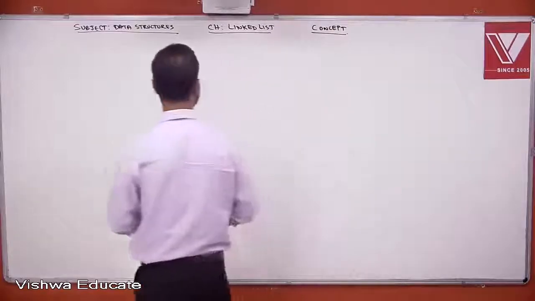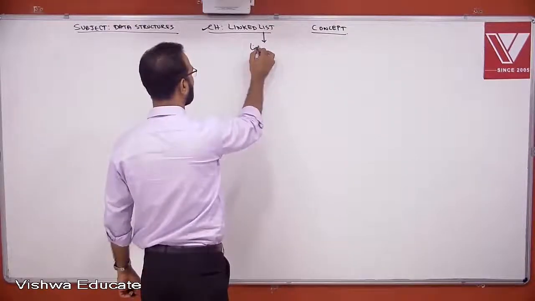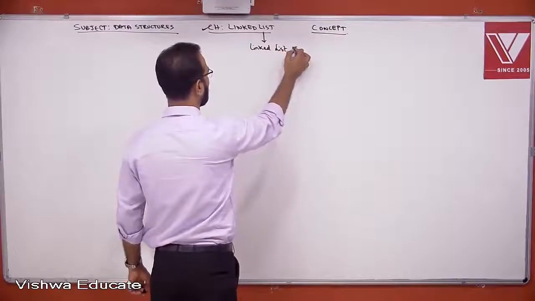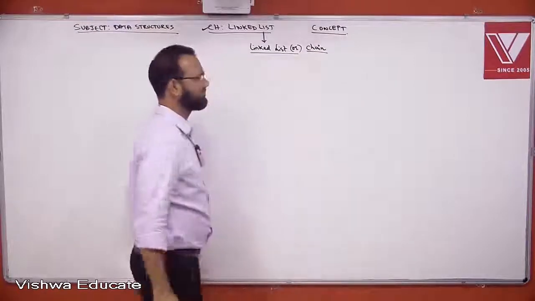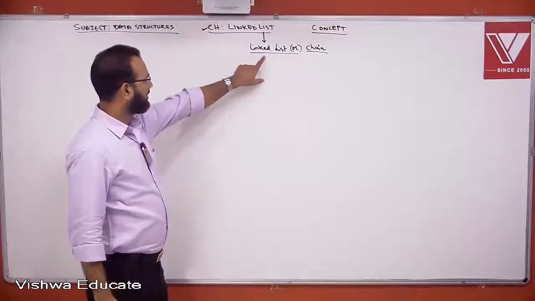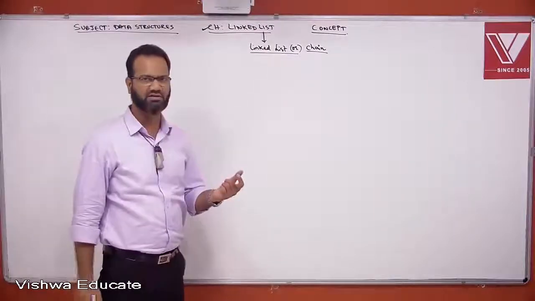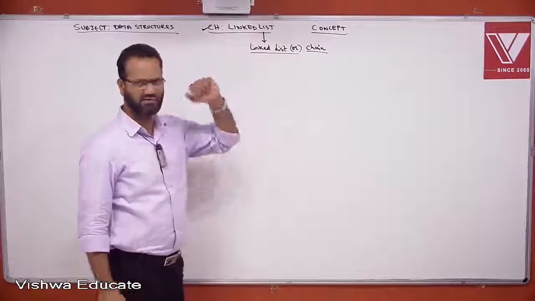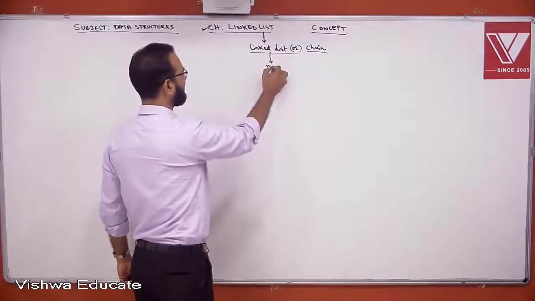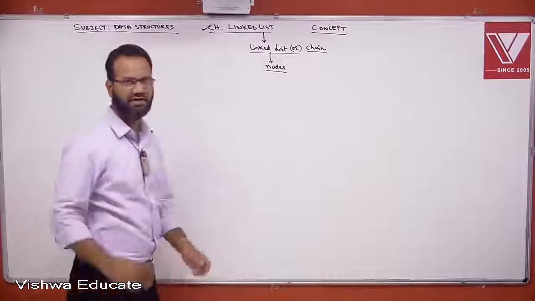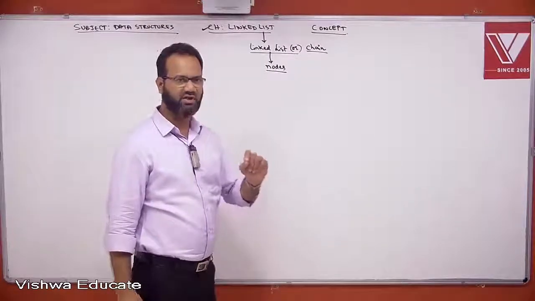So it is something like this, linked list. Linked list is also called a chain. A linked list is a collection of nodes where each node consists of either two parts or three parts, based upon what type of linked list we are implementing. Basically, a linked list is a collection of nodes connected together with the help of pointers. Each node basically stores the address of another node.